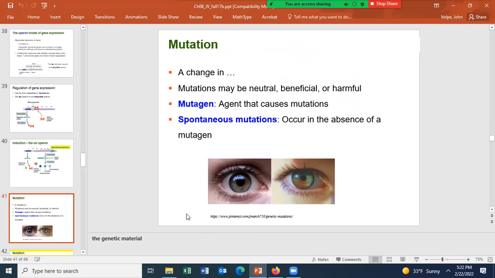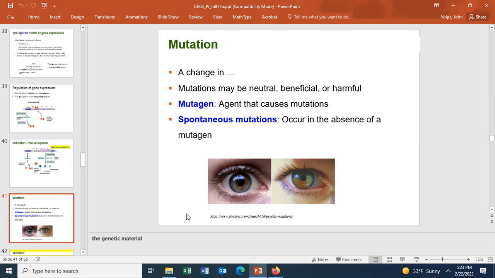Mutation is a change in the genetic material. Mutations can be neutral, where they give no benefit or detriment to the individual who has the mutation, which for eye color, that appears to be a neutral human mutation at the moment. The mutation could be beneficial, where the individual gets a benefit out of the mutation, or it could be a harmful mutation. Most mutations are either harmful or neutral.